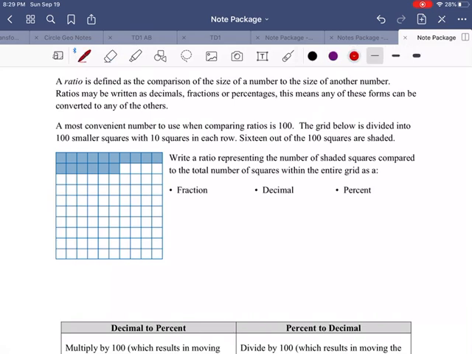The first thing we're going to do is write the number of shaded squares compared to the total number of squares as a fraction. There's 10 in this column, and then there's 1, 2, 3, 4, 5, 6. So there's 16 shaded out of 100 in total. Now a decimal, you're going to take the top and divide it by the bottom, and so you're going to get 0.16. And a percent, well, percent quite literally means out of 100. So this is already out of 100, so I know that this is 16%.